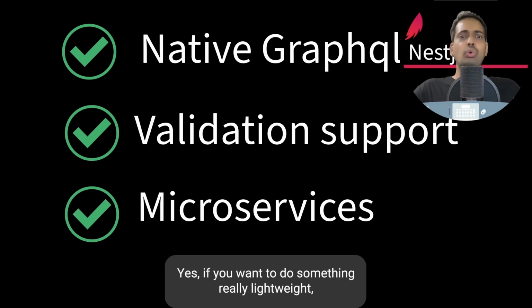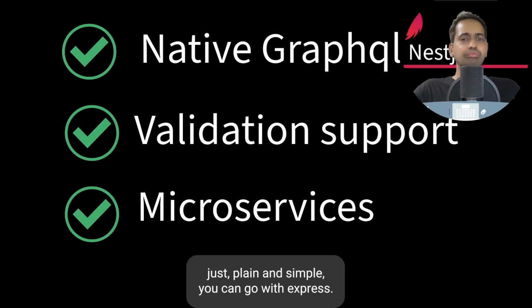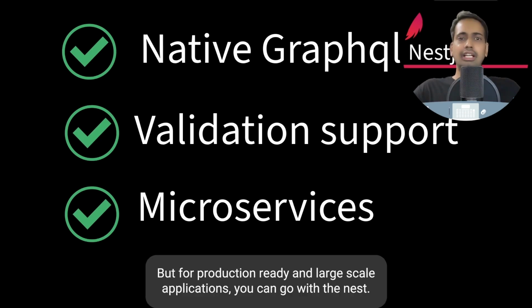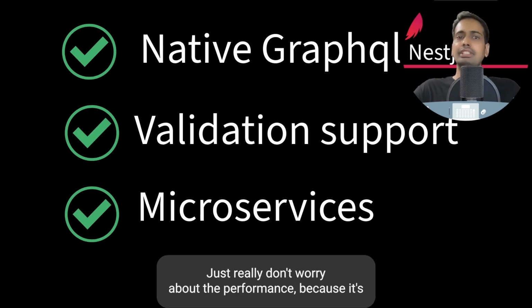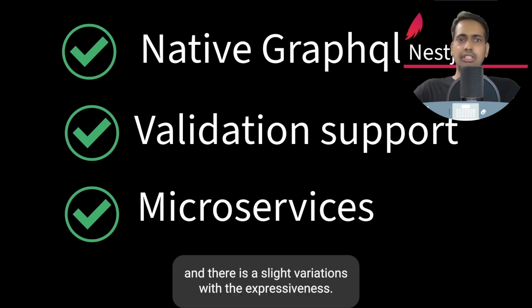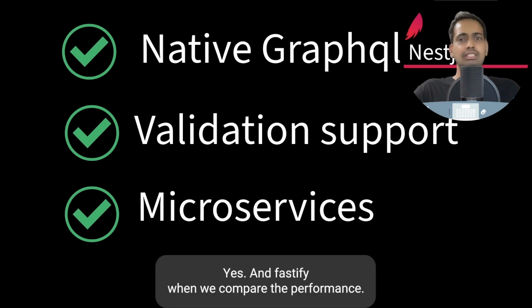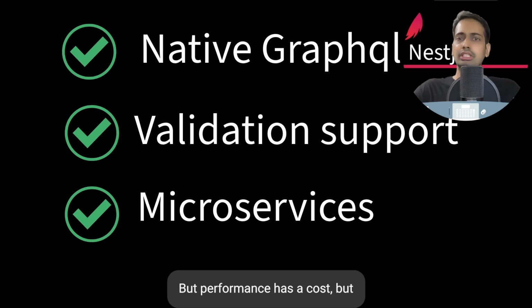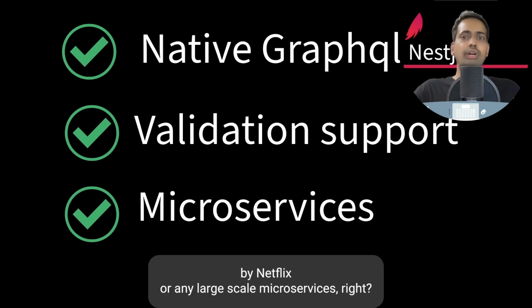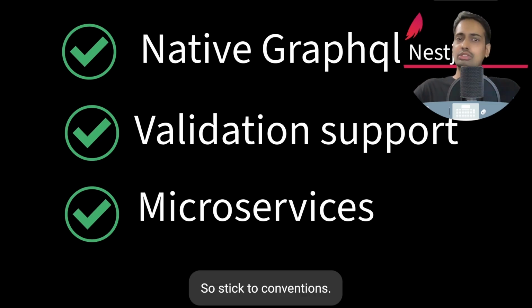If you want to do something really lightweight, just plain and simple, you can go with Express. But for production-ready and large-scale applications, you can go with NestJS. Really, don't worry about the performance, because it's not that you are going to get billions of requests. There are slight variations between Express, NestJS, and Fastify when we compare performance. But performance has a cost. Not each and every service we are building is going to be used by Netflix or any large-scale microservices, right? So stick to conventions.